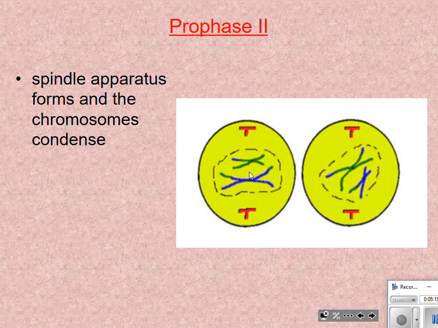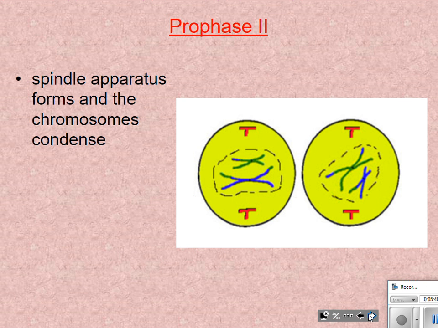Key fact, remember, key fact. Prophase 1, crossing over. These have crossed over. They've switched. They've become recombinant DNA. However, it did not happen in this stage. Okay, it did not happen in prophase 2. Crossing over happens in prophase 1.